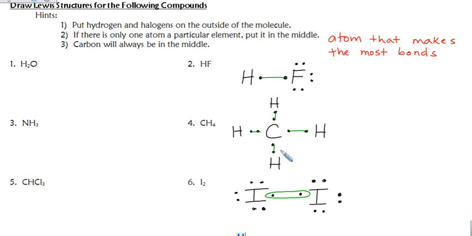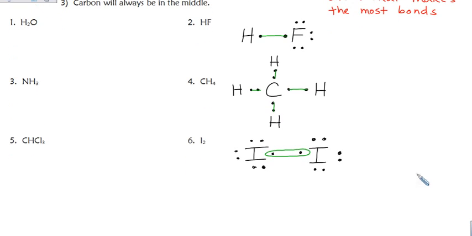Oh, this isn't so bad. And now again, if we skip around a little bit, let's check number 5. Number 5 has more carbon. You've got carbon, hydrogen, and 3 chlorine. So there's only 1 atom of carbon and 1 atom of hydrogen.